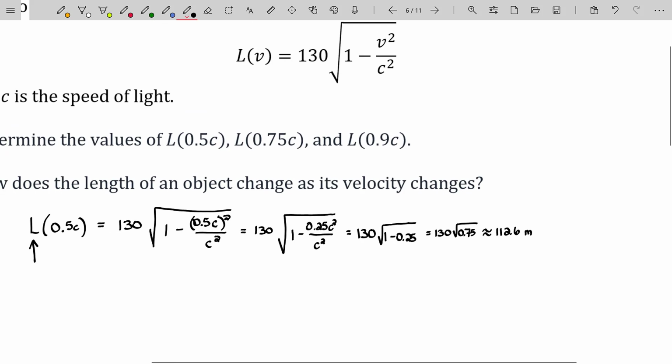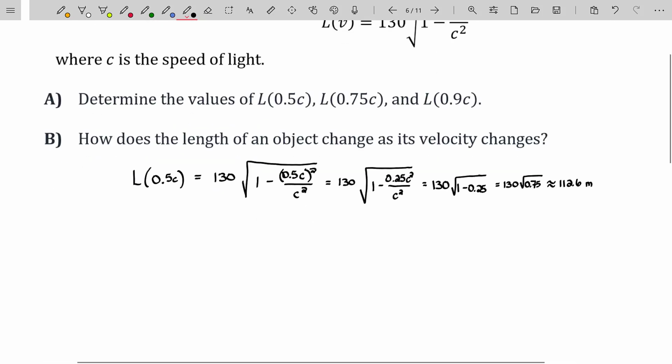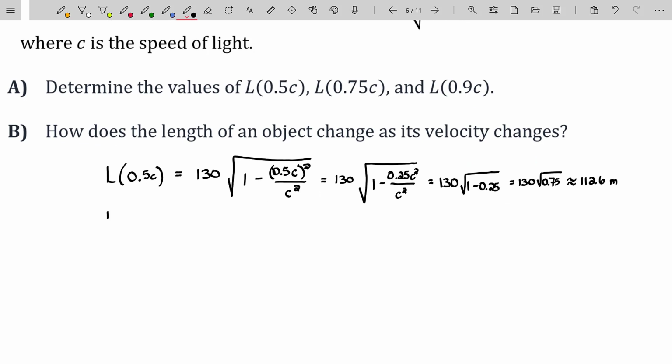So this object, which was sitting at rest and was 130 meters in length, zooms away from us or towards us or side by side, whatever, it doesn't really matter. It starts moving. The faster it goes, the shorter the object gets, not just visually, but physically. Now let's take a look at the next part, L of 0.75. Once you got the first part, the rest is just kind of a rinse and repeat.